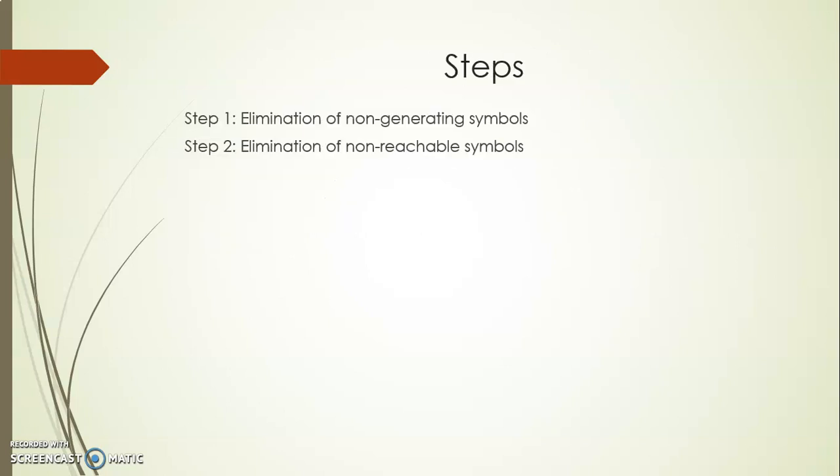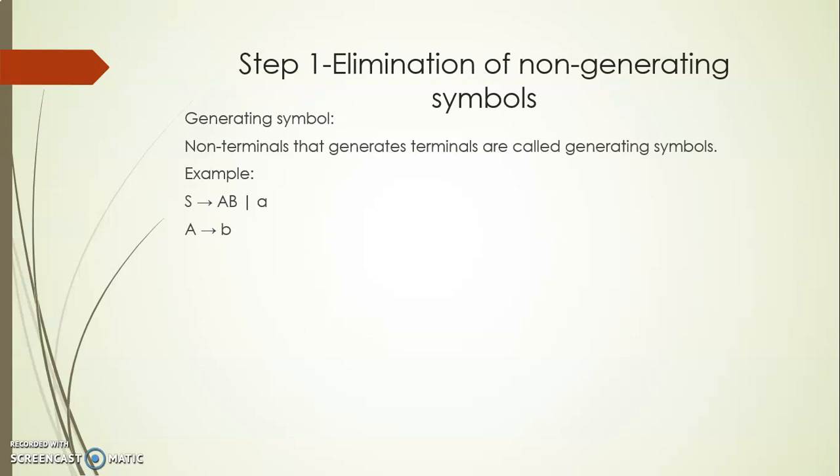So there are two steps in eliminating the useless symbol. In the first step we'll eliminate the non-generating symbols, while in the second step we'll eliminate the non-reachable symbols. Generating symbols in the sense, non-terminal symbols that generate terminal symbols. For example, we have a grammar with two productions. The first one is S tends to AB slash a, while the second production is A tends to b.